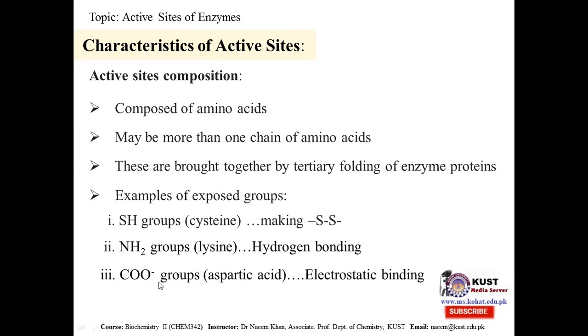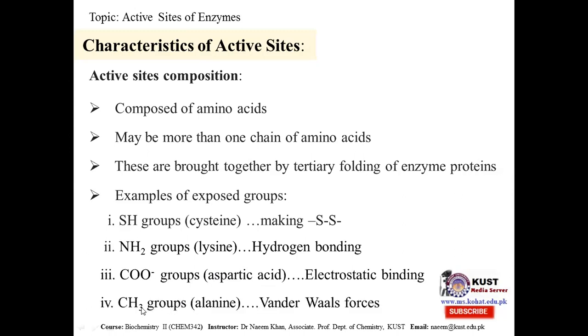Similarly, COO negative groups may be there because of aspartic acid. Aspartic acid is an amino acid having dicarboxylic acid groups. So if one of the COO negative groups is exposed in the active site, it is a negative charge, and it will establish electrostatic bonding when a substrate comes close to the enzyme active site.